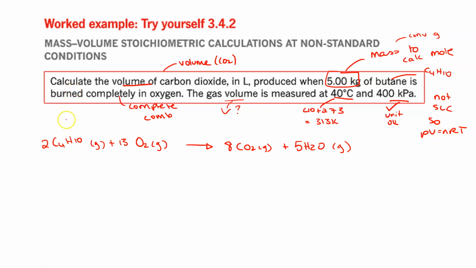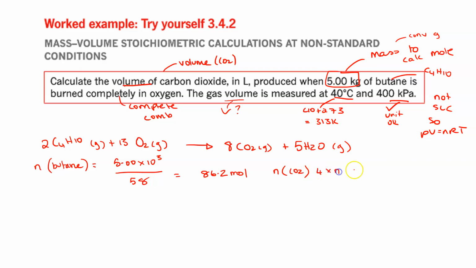So let's get started. First thing we need to do is work out, since we want to find the volume of CO2, we want to work out our n of CO2. So we need to find the n of butane first, which is going to be our 5.00 times 10 to the 3 divided by 58, which is going to give us 86.2 mole. Our mole ratio, our n of CO2, is going to be 4 times our n of butane.